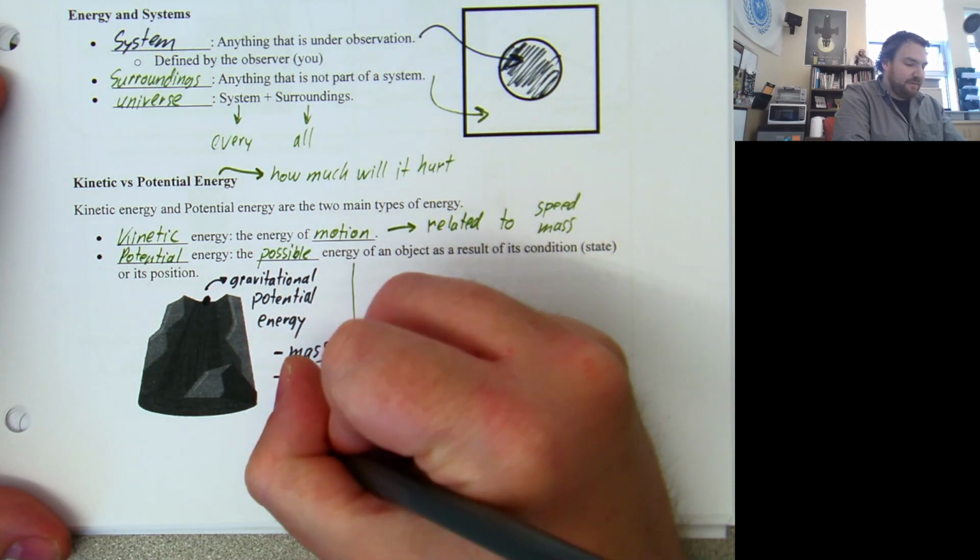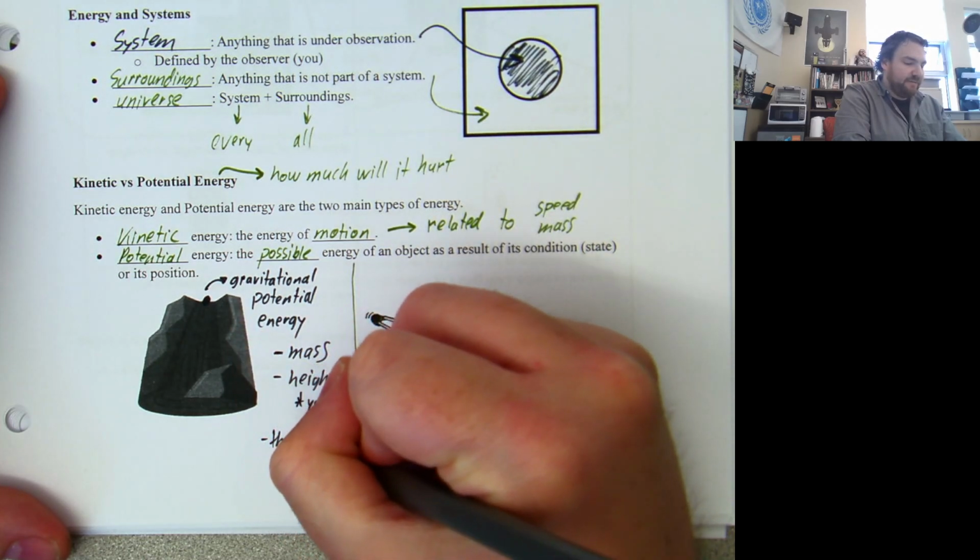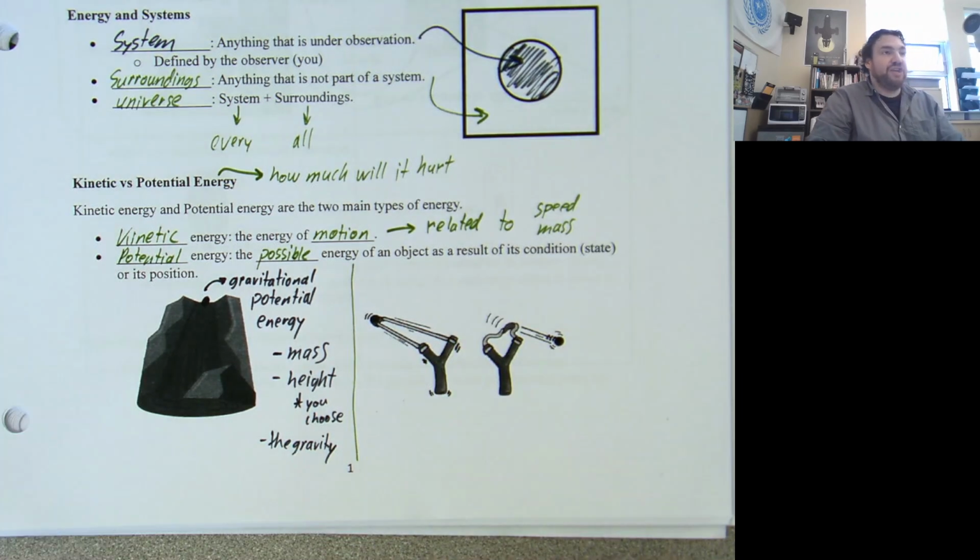And the gravity at your location. A waterfall on the moon would be less concerning than a waterfall here on Earth. It would be extraordinary, yes. A waterfall on the moon would be amazing. Never going to happen, but amazing. Okay, so that is gravitational potential energy.